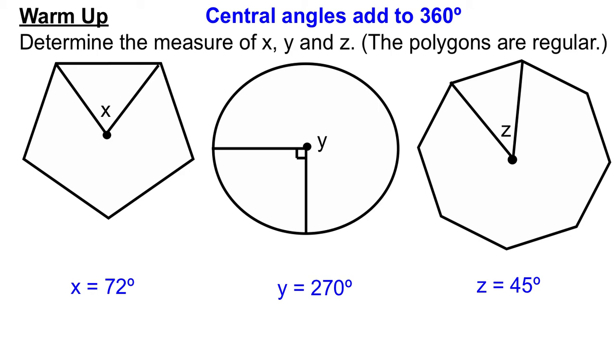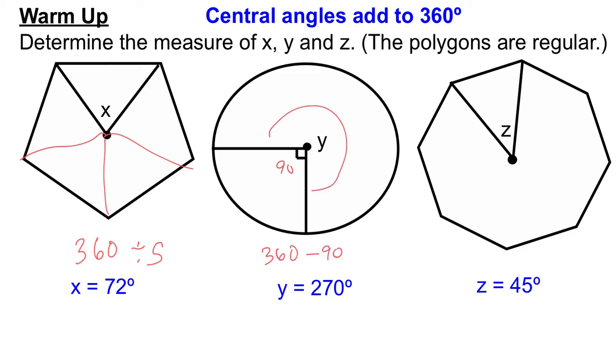The way that I calculated these was I did 360 divided by 5 to get 72, since this pentagon would be split up into 5 equal angles. For the middle one, I knew that this angle was 90, so I did 360 and subtracted 90 to get all the way around that way. And for the last one, I did 360, and this time I counted how many sides there are: 1, 2, 3, 4, 5, 6, 7, 8 sides. So I did 360 divided by 8 to get my answer.